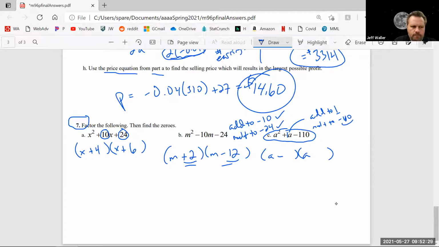11 and negative 10. Good. So negative 10, positive 11. They add to be 1 and they multiply to be negative 110. Do you see how they're 1 apart? And that's why they add to be 1? Because one's negative, one's positive.